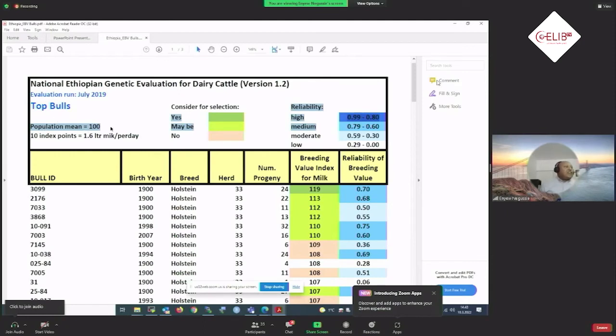So here there is a directive. The population average is 100 and 10 index points is 1.6 kilograms above the population average. So for example, this bull is a very good bull. He has about 120 index points. That means 2 index points above the population average of 100.